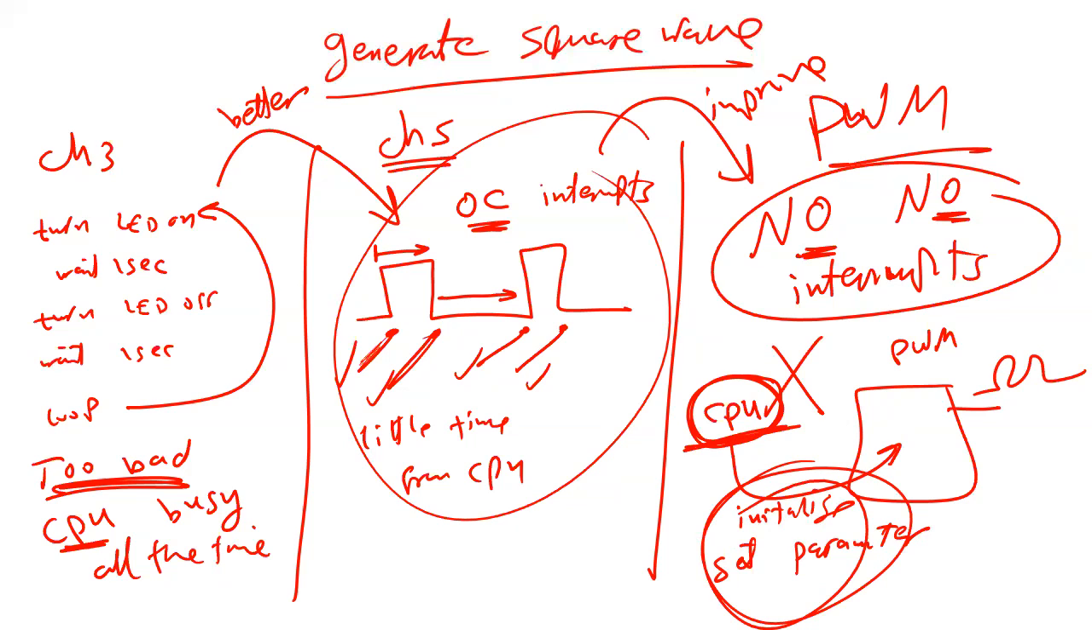So it's different from here. Here I need the CPU. Here I don't need the CPU. Once you initialize it, the circuit is going to generate a square wave forever, and I don't need the CPU to get involved. I need zero time from the CPU after the initialization. Is that okay?